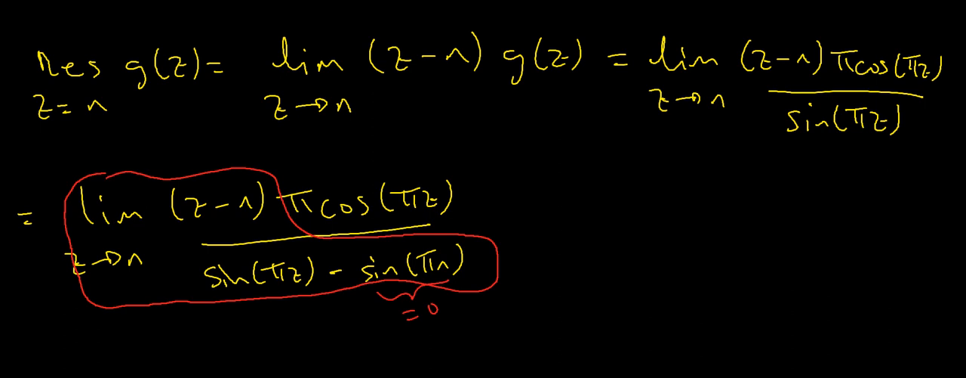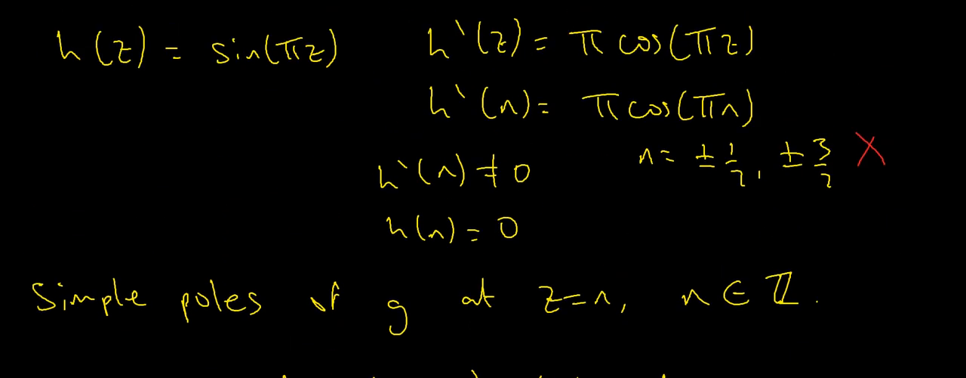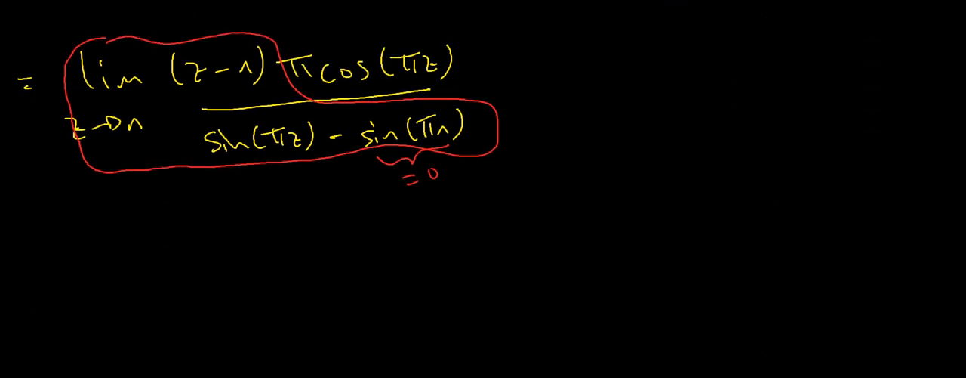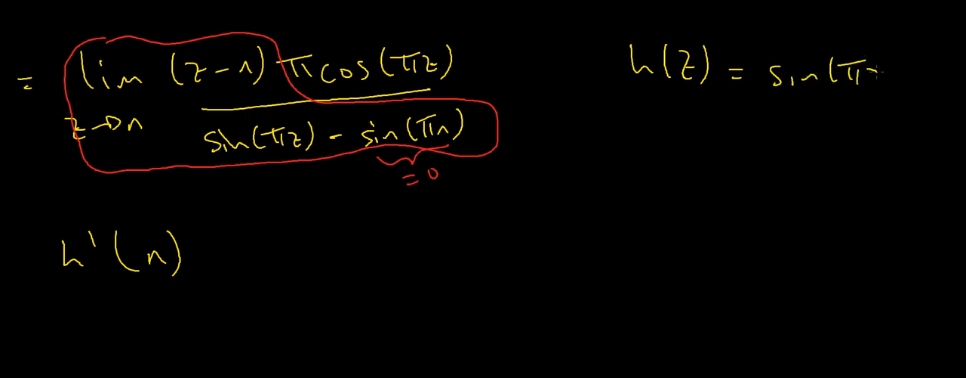So why does this look familiar? Well, if I go back to my value of h prime of n, that was pi cosine pi n, and how is that related to this? Well, recall the limit definition of a derivative. So we know that h prime of n, that's the derivative of h evaluated at n, and recall that h of z, in this case I just defined as sine pi z.